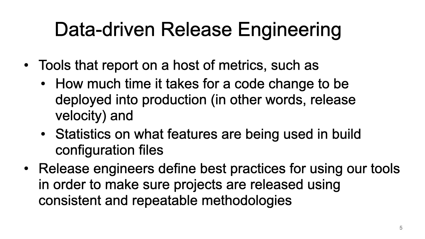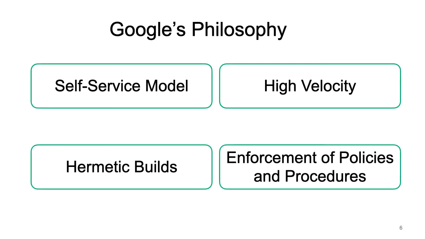Now, Google follows data-driven release engineering. So they have tools that report on a host of metrics such as how much time it takes for a code change to be deployed into production, or in other words, the release velocity, and statistics on what features are being used in build configuration files. And release engineers define best practices for using their tools in order to make sure projects are released along consistent and repeatable methodologies. So, what is Google's philosophy on release engineering?